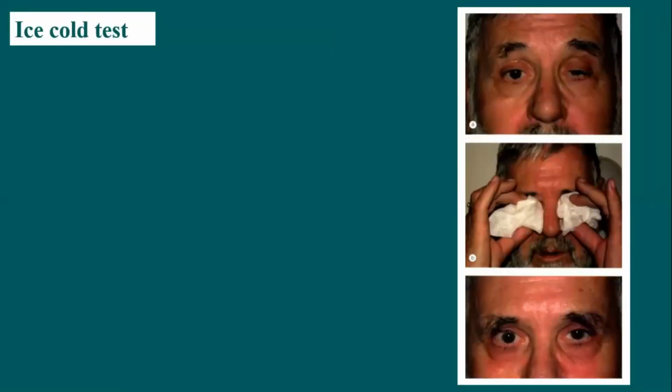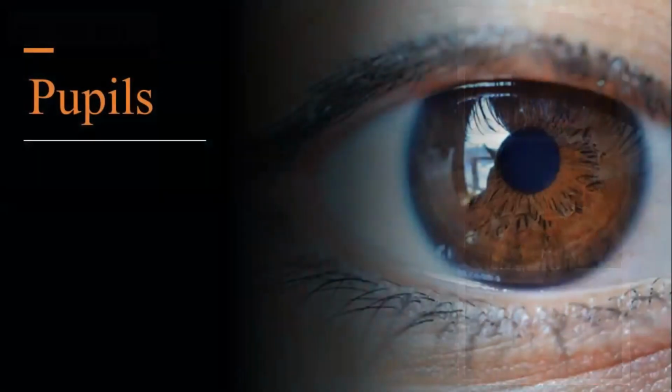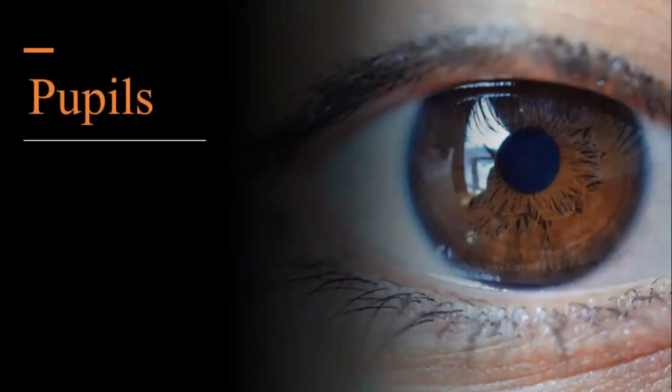And this is from Kanski, the ice pack test. We have ptosis here, and after 2 minutes, ptosis improved. And this is suggestive of myasthenia. Let's talk about an important question here. How about pupils in a myasthenic patient? Myasthenia basically is involved more with external ophthalmoplegia. The pupils are not affected.